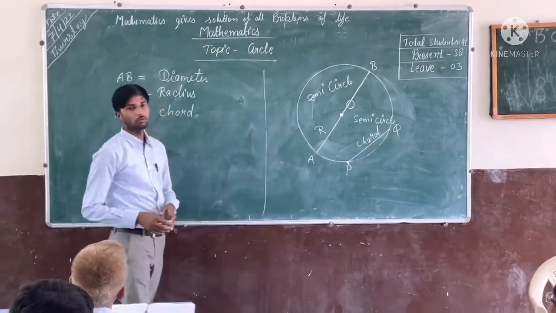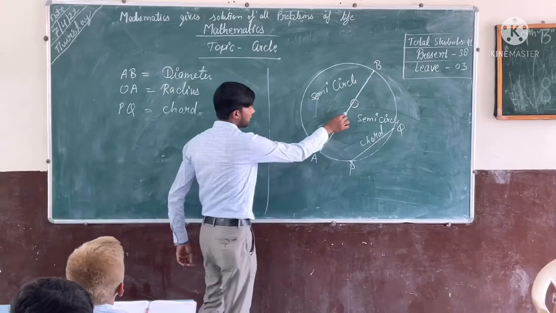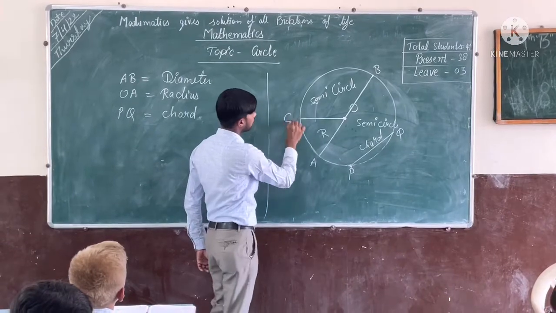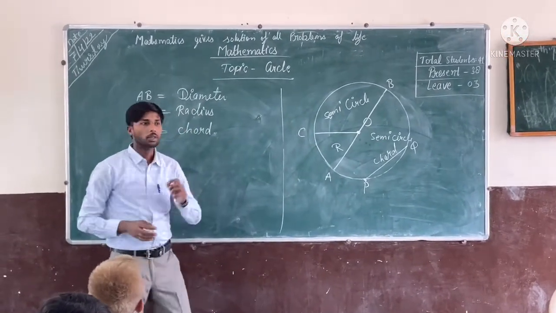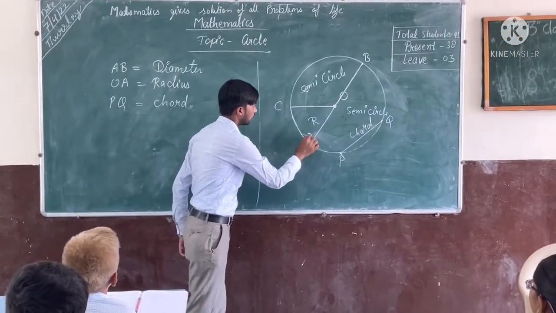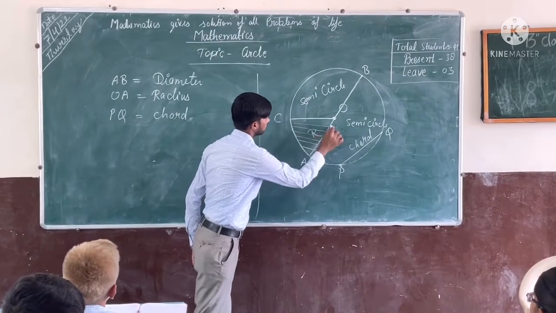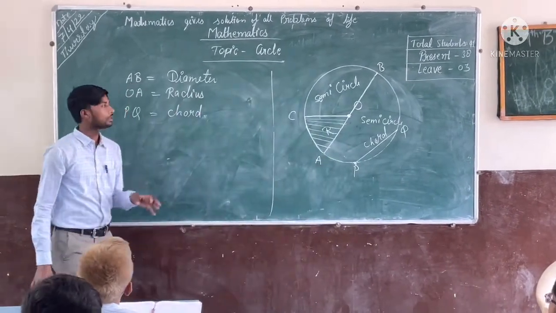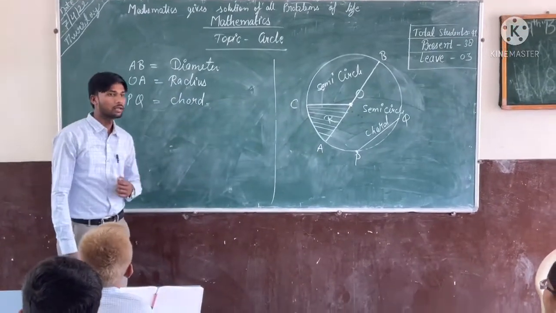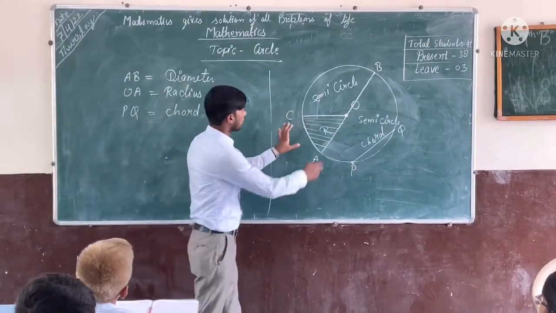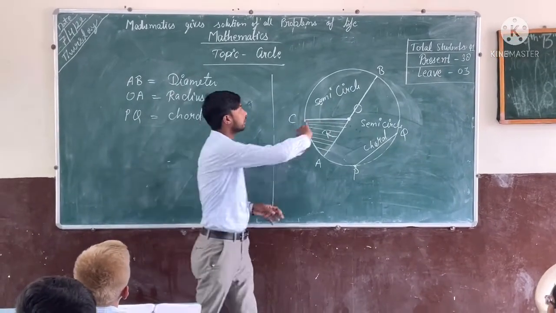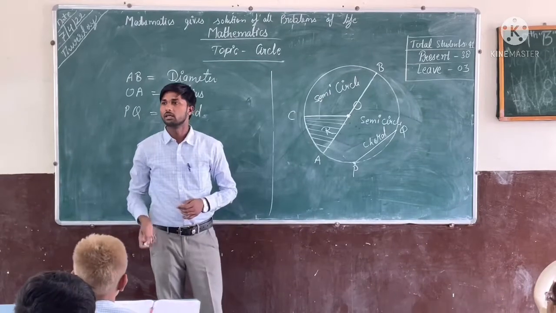Okay. Now if we draw 2 radii like OA and OC, then the region between these 2 radii and this arc is called a sector of the circle. There are 2 sectors in a circle: one is the minor sector and the other is the major sector. This is forming under the minor arc, so this sector is called the minor sector, and the rest of the region is called the major sector.